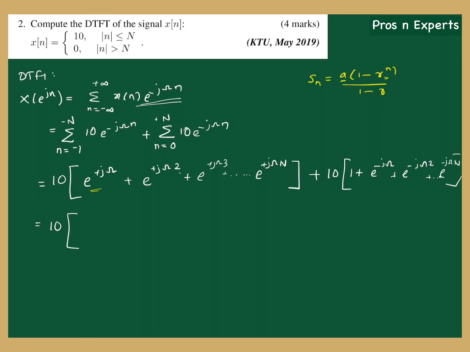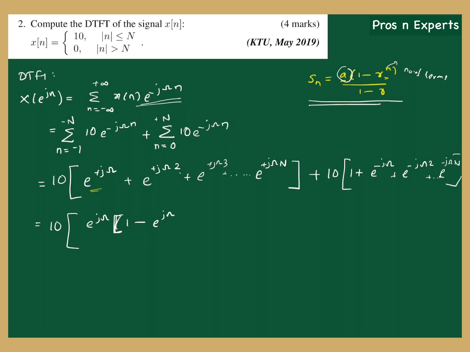Okay. So I can expand it as, the first term is e raised to j omega. I'm applying this equation: a into, that means e raised to j omega into 1 minus r, where r is e raised to j omega itself, whole raised to n. Right? N means the number of terms in this GP. How many terms does this GP have? e raised to 1 j omega, e raised to 2 j omega, e raised to 3 j omega, etc., e raised to n j omega.